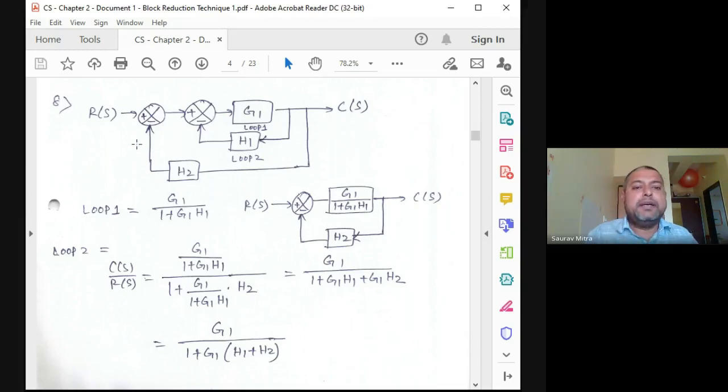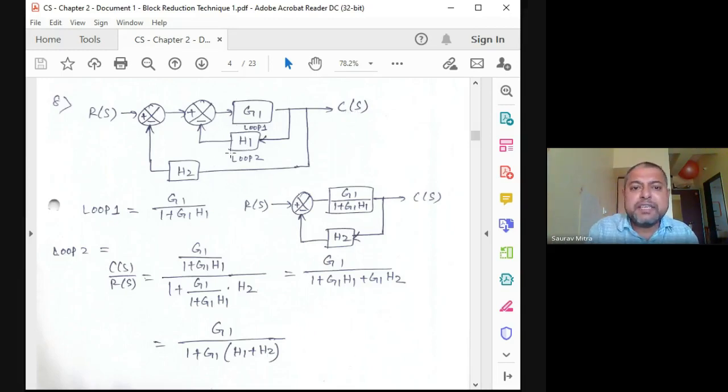Here there is a very basic, very easy kind of numerical, but you will find that in all the big numericals we solve towards the end, this kind of thing will come. So here the loops are like this. G1 H1 is one loop. And whatever loop you find here has a feedback with H2, and H1 and H2 both are negative feedback, and you have to start solving from the inside and then come to the outside. So input is R(s), output is C(s).